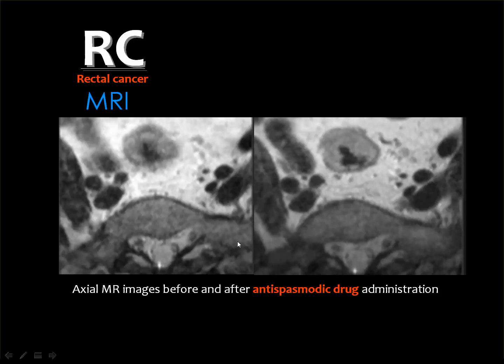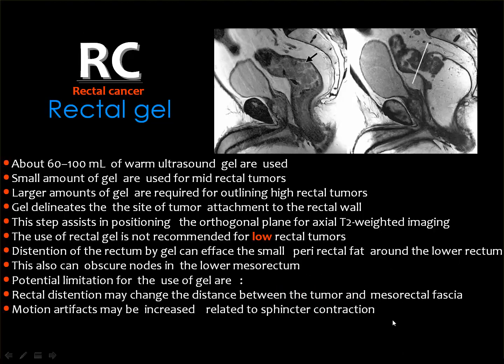Then this is the difference between a scan before antispasmodic and the scan after antispasmodic. Here, because of the intestinal motion, you get haziness of the tumor, but here you can see that the tumor is better delineated. Then for the rectal gel, the literature prefers to use this for mid and high rectal tumors, not for low rectal tumors. I will explain the causes.